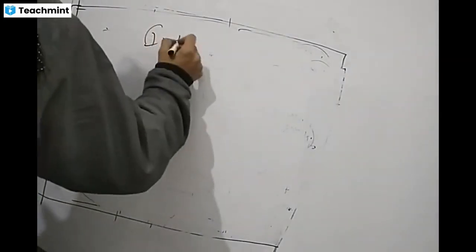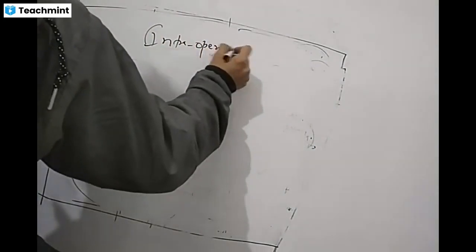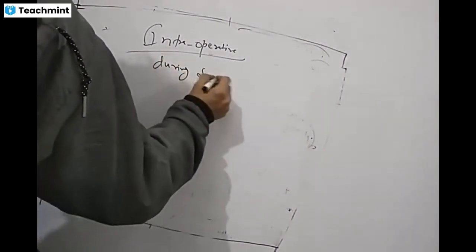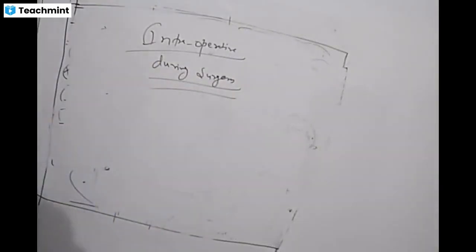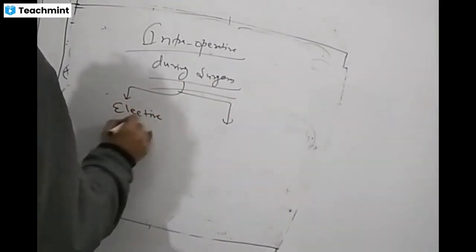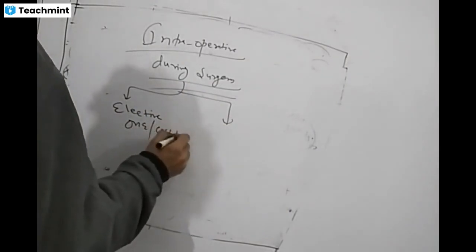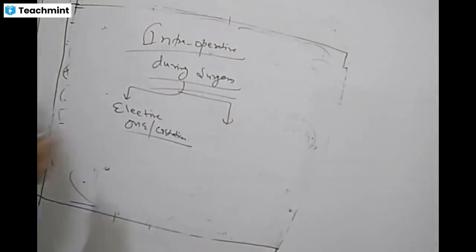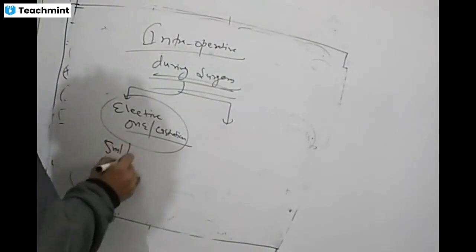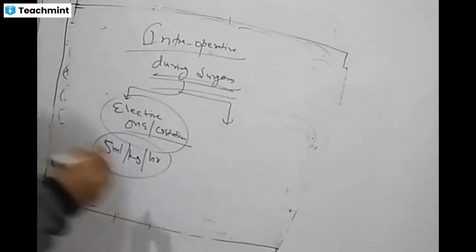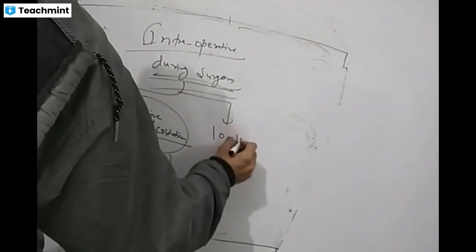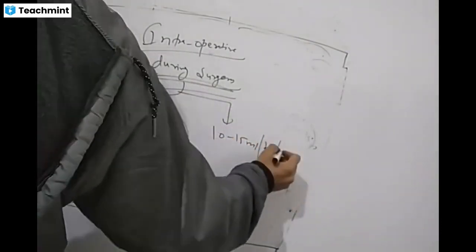Then there is one more concept, intraoperative, meaning during surgery, the fluid therapy. There are two. One is for elective OHE or castration. This was an MCQ in your NET exam 2019. What is the dose rate during surgery if there is an elective healthy animal? That may be your 5 ml per kg per hour. Other than this, normally for any other cases, the fluid therapy rate will be 10 to 15 ml per kg per hour.